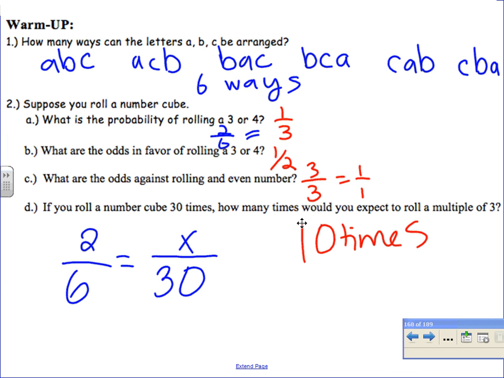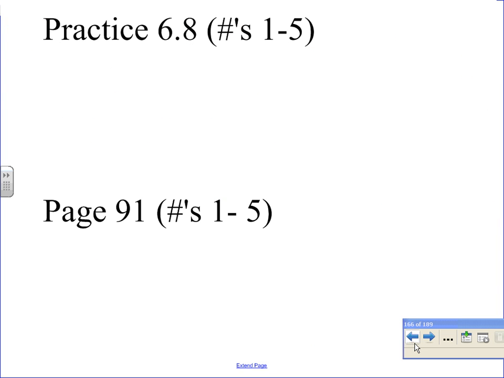Okay. Anyone else on the warm-up? Okay, let's go over your homework and then we'll finish up factorials. Okay, let's start with practice 6.8. Okay, you guys had 1 through 5 here. Sorry about all this jumping around here. Okay, Alyssa, we'll start with you on 6.8, number 1. No. I think you might have just counted something wrong.